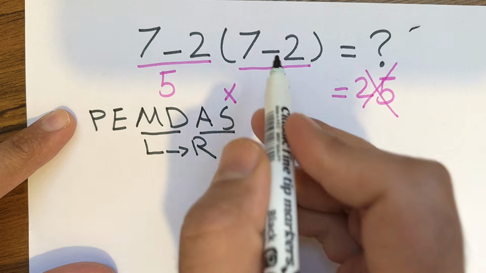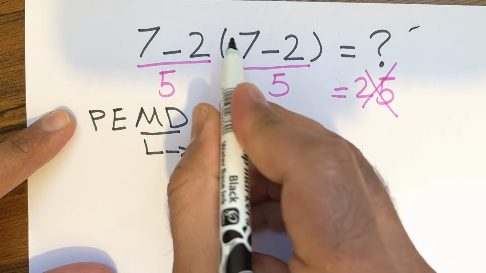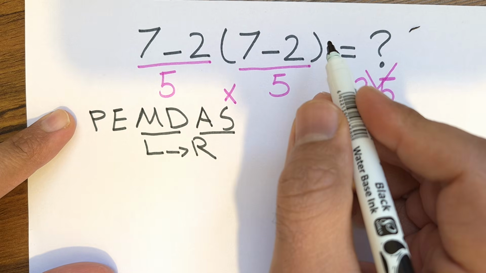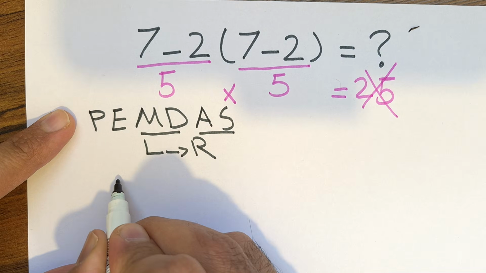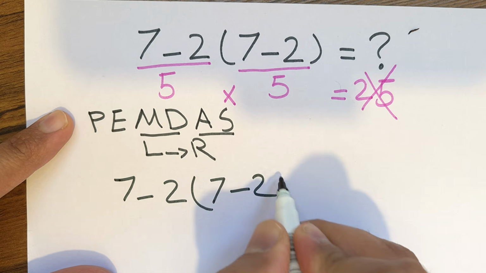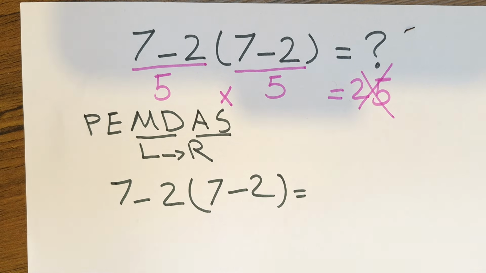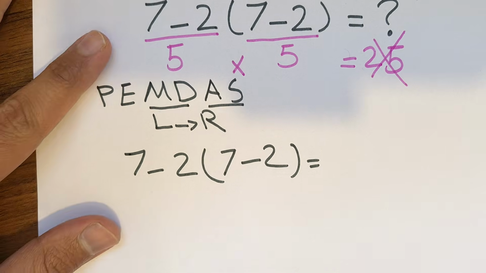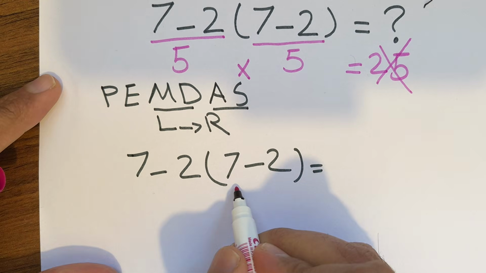So 7 minus 2, so we have a parenthesis here. We should do this first. 7 minus 2, so let me write it again here. 7 minus 2, then we have 7 minus 2 in the brackets. 7 minus 2, we should do the parentheses at first.